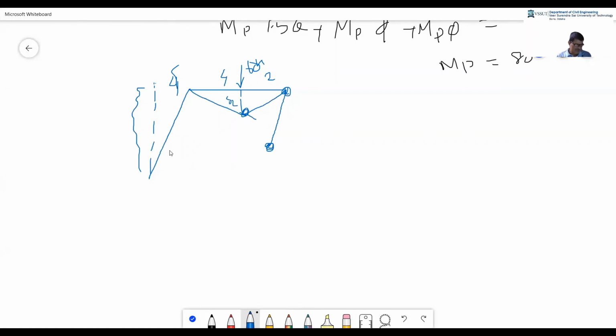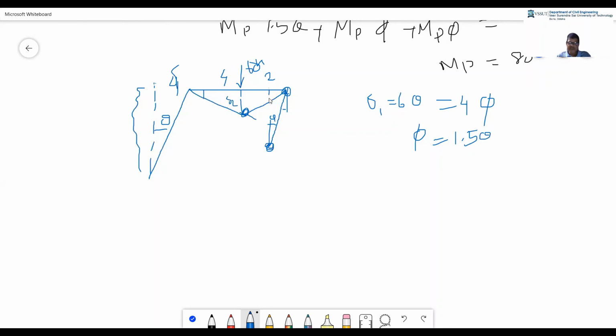Now here we can find out delta 1. If this is theta and this is phi, then delta 1 is equal to 6 theta, which is equal to 4 phi. So theta by phi is equal to 1.5, which we have already found out.